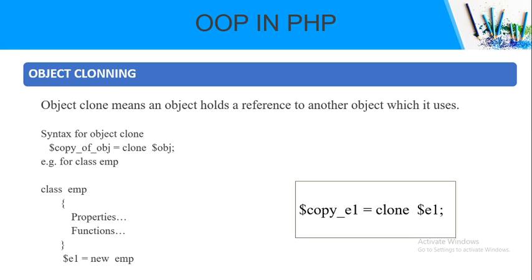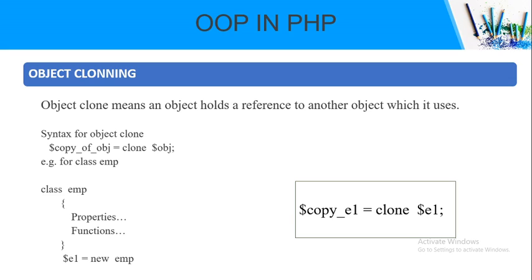Then the next concept is object cloning. First, what is object cloning? Here an object holds a reference to another object which it uses. When the parent object is replicated, a new instance of it is created so that the replica has its own separate copy.